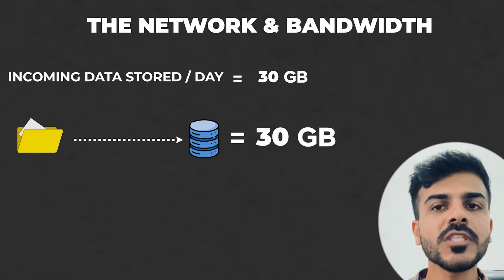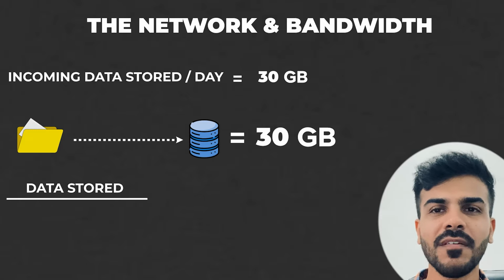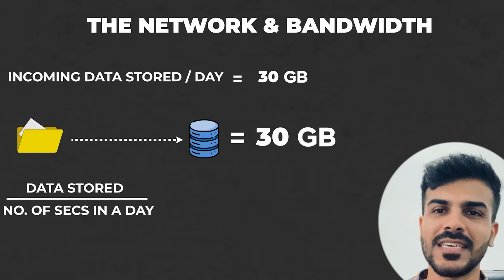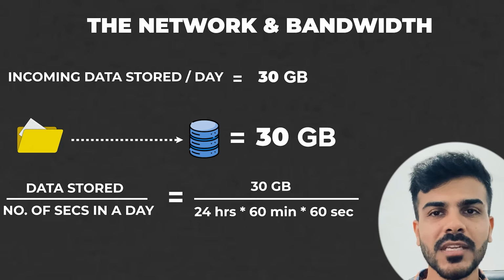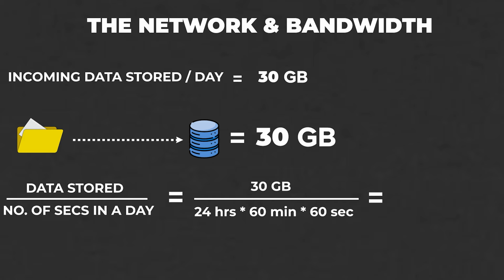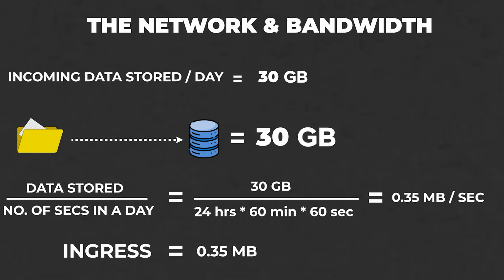To find out how much data comes in every second, we divide this number by the number of seconds in a day. So 30 gigabytes divided by 24 hours times 60 minutes times 60 seconds. This amounts to 0.35 megabytes per second. So the ingress, which is the data entering our system per second, is 0.35 megabytes.